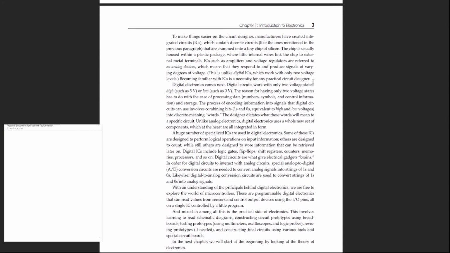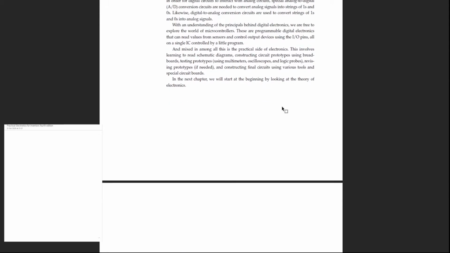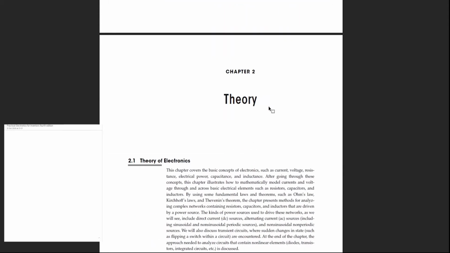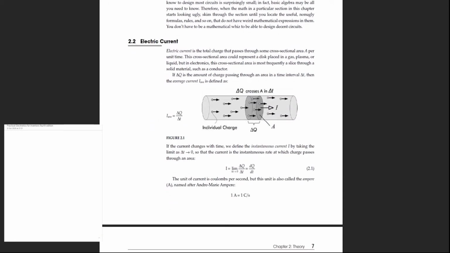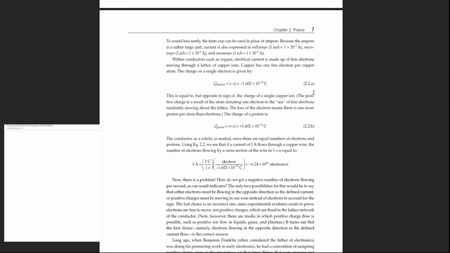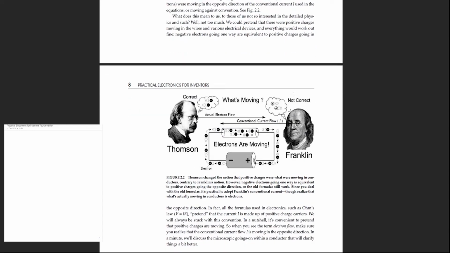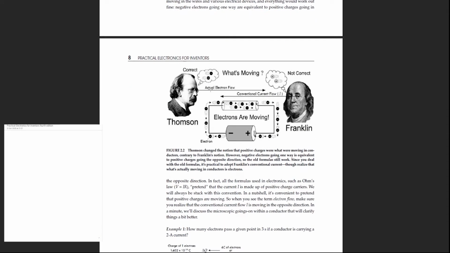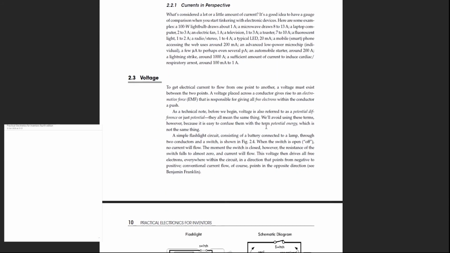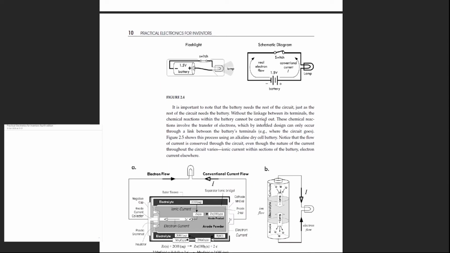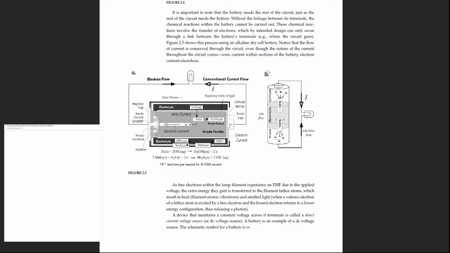Nice little diagram. Okay, theory of electronics. Current. So we've got individual charge. You should know all of this stuff. Thomson, Franklin. This is about conventional current, right? Why we do it the wrong way around, basically. Again, electron flow versus conventional current flow.